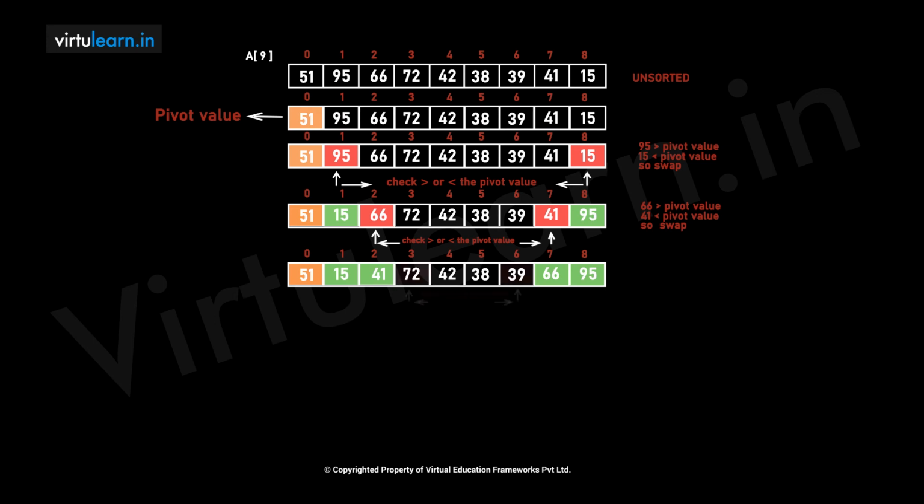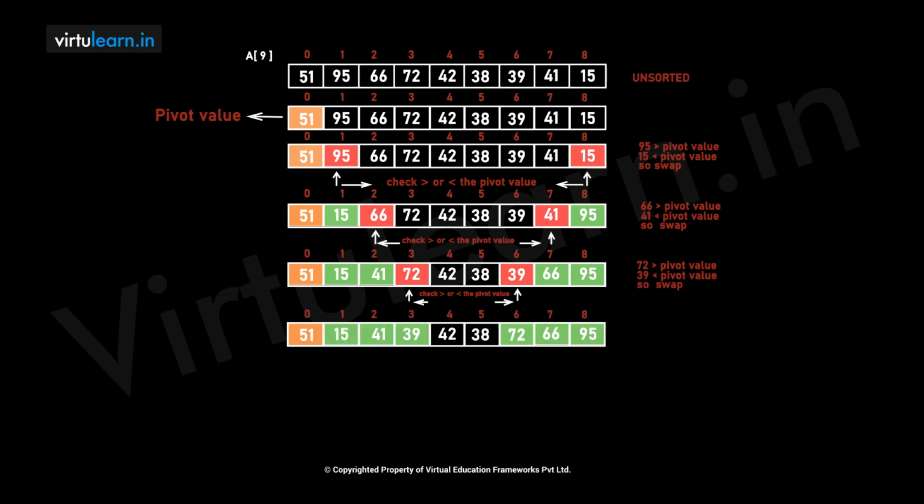Now let us compare 72 and 39. 72 is greater than the pivot value, the condition is true, and 39 is less than the pivot value, the condition is true. So we can swap the elements. After swapping, the elements are 51, 15, 41, 39, 42, 38, 72, 66, 95.